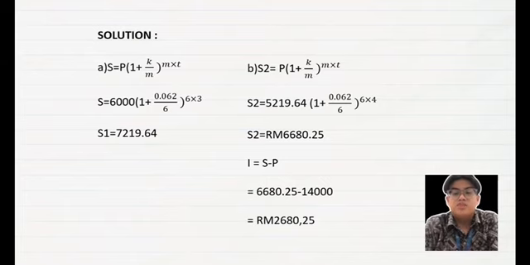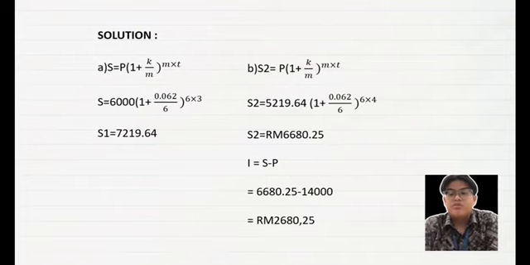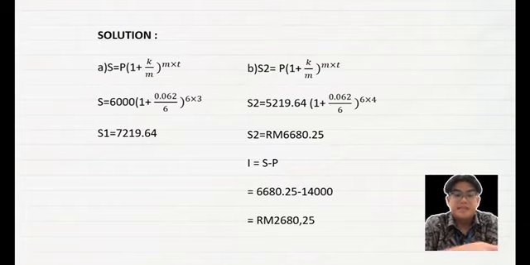Next is the solution for question B. S2 = P(1 + K/M)^(MT). S2 = 5,219.64(1 + 0.062/6) to the power of 6 multiplied by 4. So the answer is RM6,680.25. We need to find the interest earned, so we use the formula I = S - P. 6,680.25 minus 4,000. So the answer is RM2,680.25.